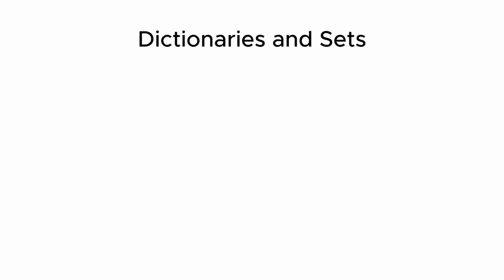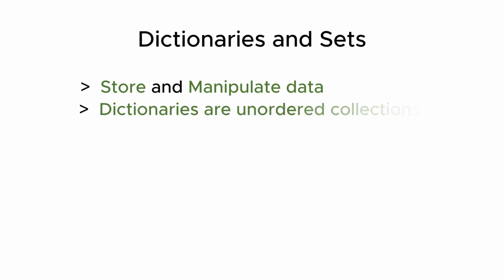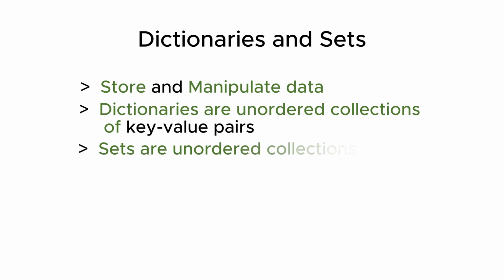Dictionaries and sets. In Python, dictionaries and sets are two important data structures that allow us to store and manipulate data in a flexible manner. Dictionaries are unordered collections of key-value pairs, while sets are unordered collections of unique elements. Let's dive deeper into these concepts.